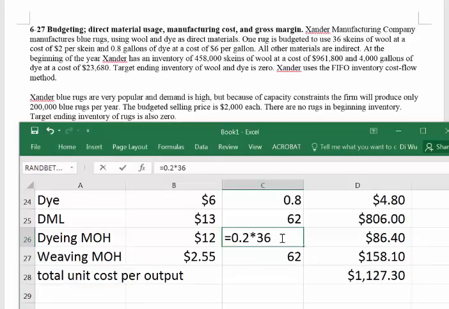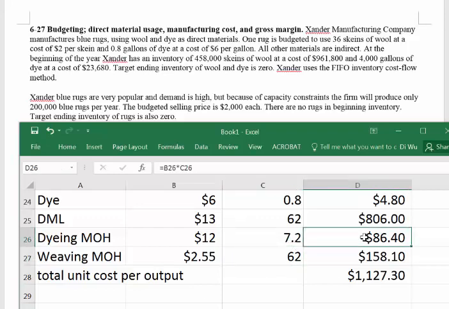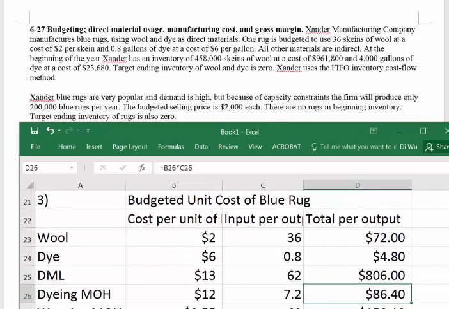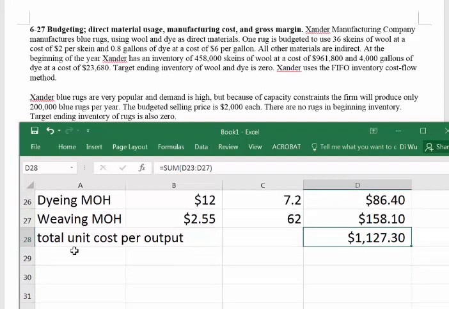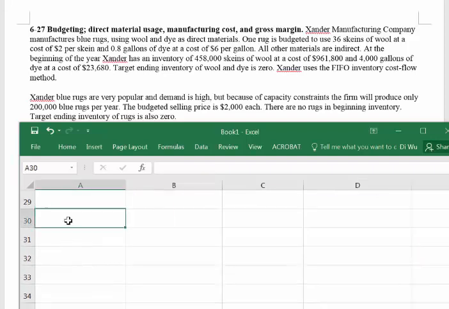So in terms of calculation, I need to have 0.2 times 36, and you get a little bit different value. Finally, you recalculate the result. The total unit cost per output is $1,127.30. So that concludes part 3. Now let's take a look at question 4.